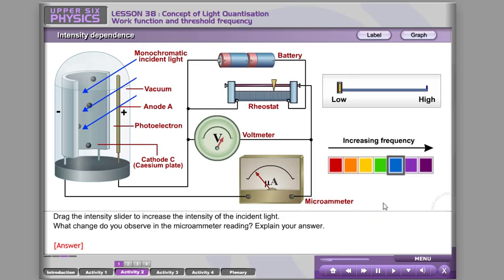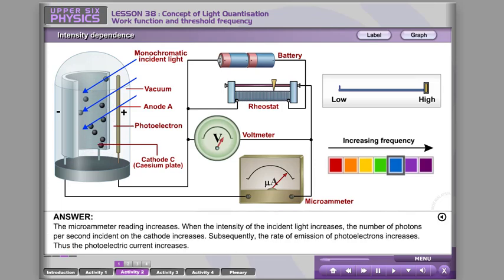Drag the intensity slider to increase the intensity of the incident light. What change do you observe in the microammeter reading? Explain your answer. Answer: the microammeter reading increases.